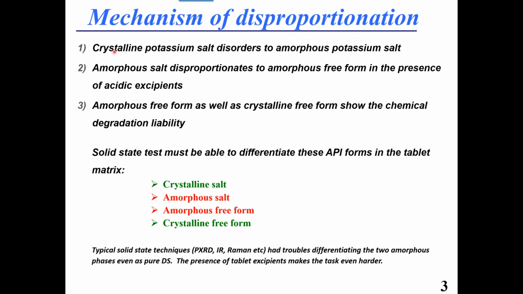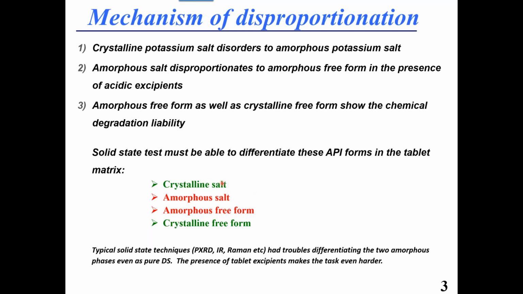Here's the mechanism of disproportionation. So first, the crystalline potassium salt disorders to amorphous potassium salt. The amorphous salt disproportionates to amorphous freeform in the presence of acidic excipients. And the amorphous freeform, as well as crystalline freeform, show the chemical degradation liability. So I already mentioned that we have to use a solid-state test, and the test must be able to differentiate these crystalline forms at the minimum, or these forms, so not only crystalline, amorphous also.